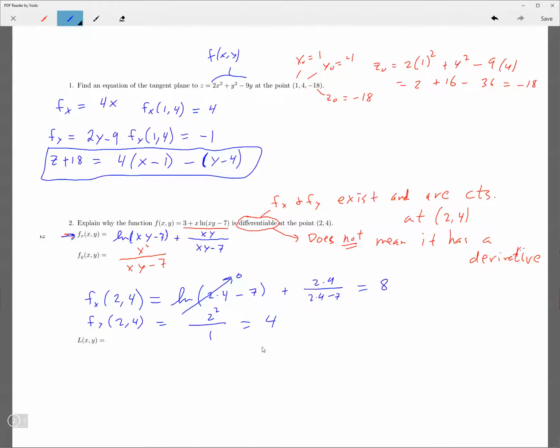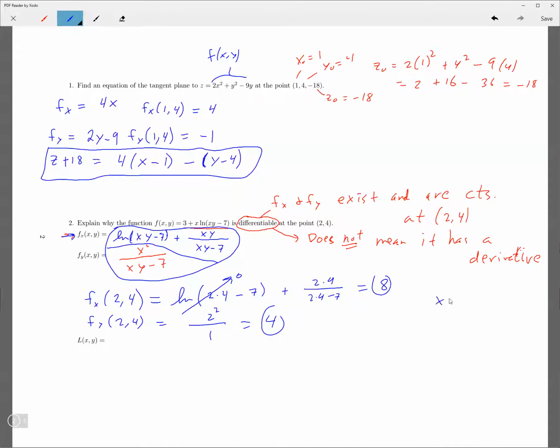Okay, both fx and fy are continuous. So that's 2 different answers, and then that's that one there. For xy greater than something.